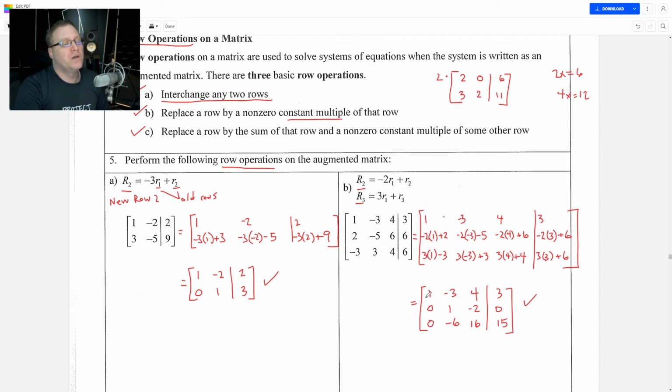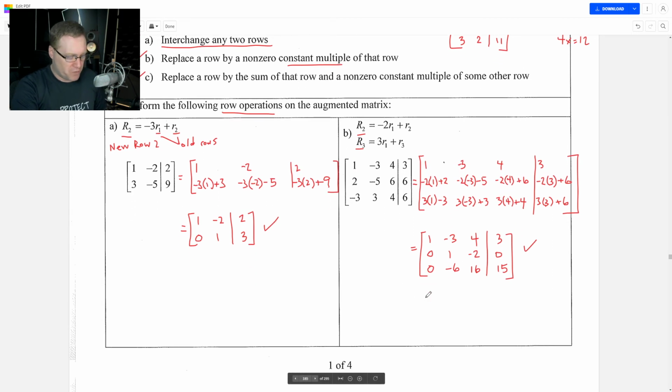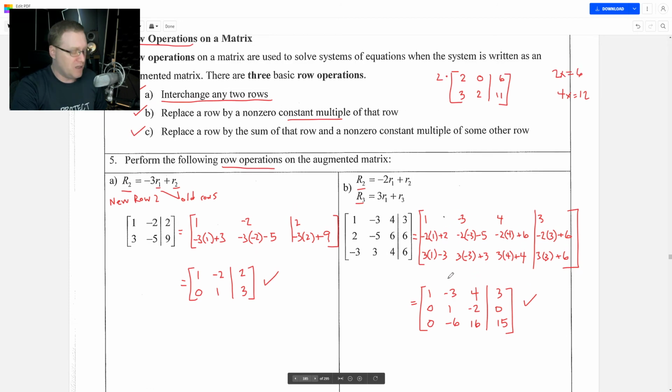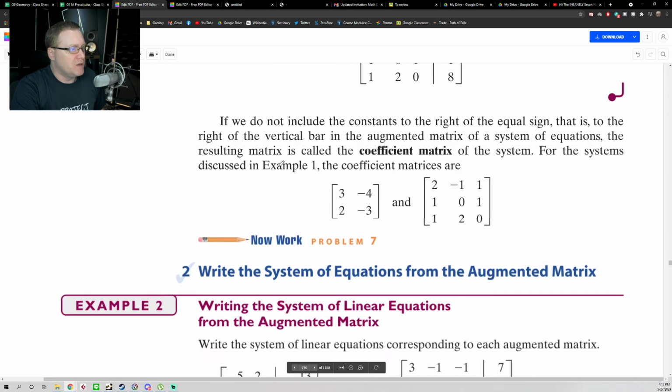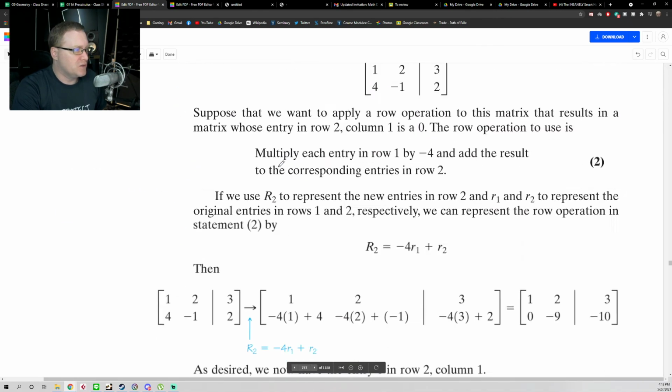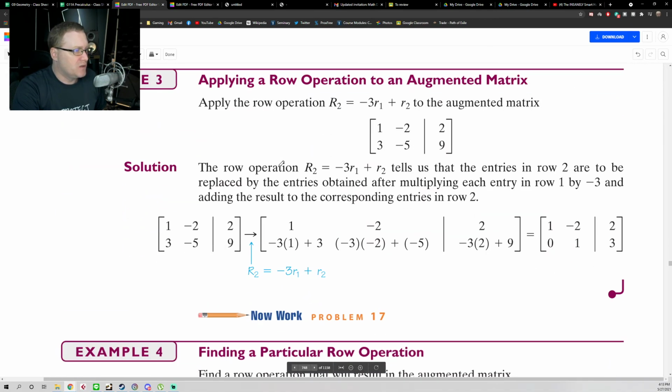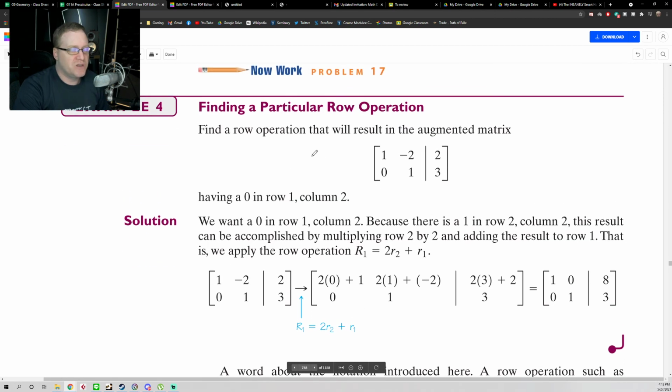All right. Now we're going to do one more example, and it's back in the textbook here. All right. So right here on this one, let's look at this problem.